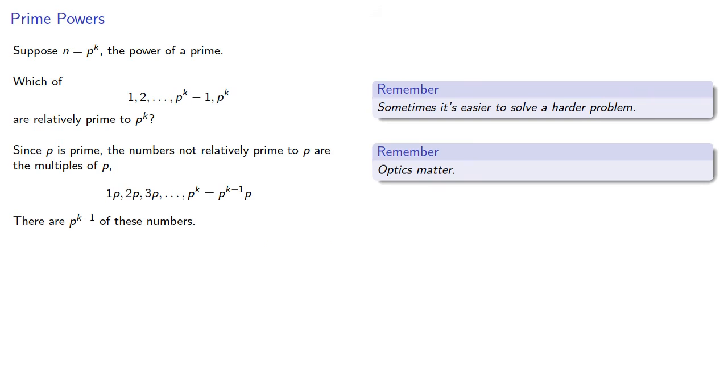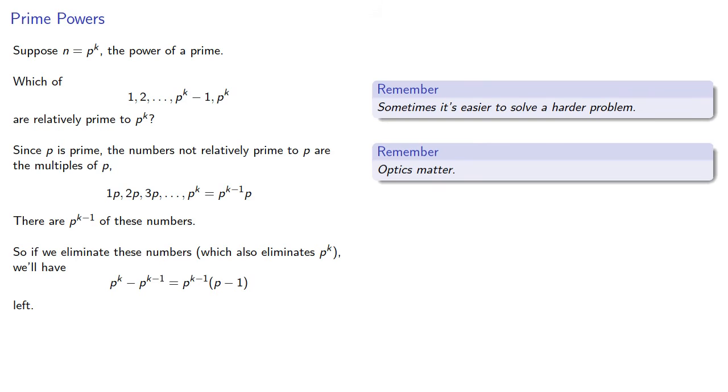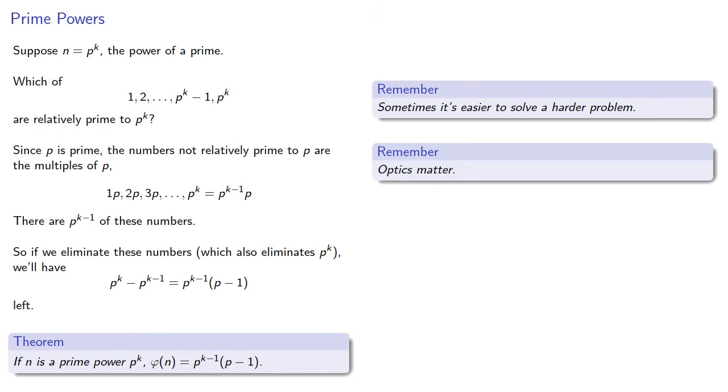So if we eliminate these numbers, which incidentally also eliminates p to the k, then we'll have p to the k numbers, and we'll subtract p to the k minus 1 numbers, and doing a little factoring, we'll find that we have p to the k minus 1 times p minus 1 numbers left. And so these are the numbers that are relatively prime to p, and that gives us our theorem. If n is a prime power, then phi of n has this form.